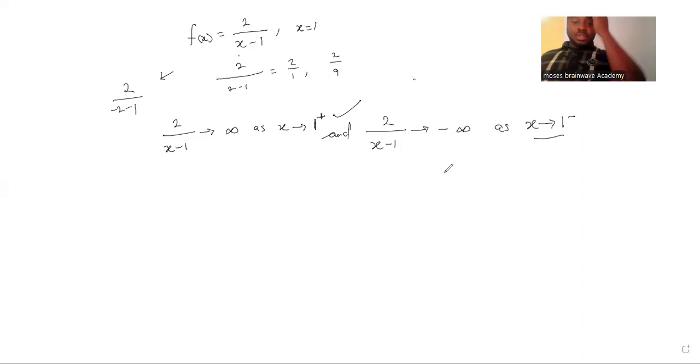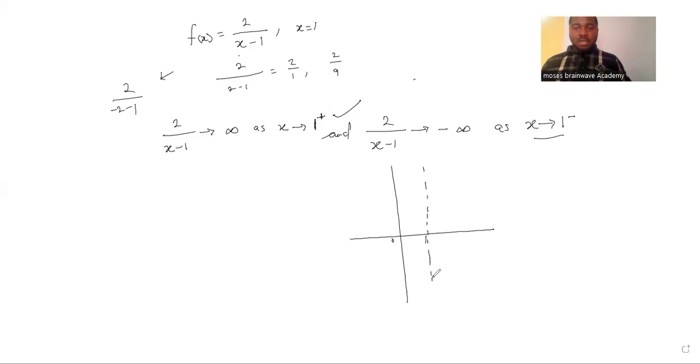If you plot this function clearly, it will look somewhat like this. Use your decimals to do that. You have 0, you have 1. The function never touches 1, right? So this function is going to look somewhat like this, and then it's going to look like this, right? So it's going to have a vertical asymptote at what? At x equals 1. It never really touches 1. So that is what it means.